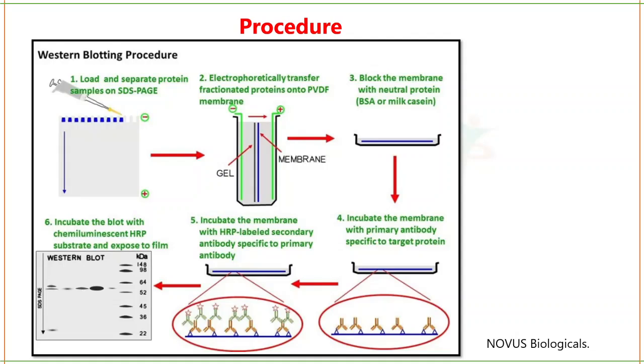Then you will block the membrane with neutral protein, which means wherever free space is present in the membrane will be blocked with proteins like BSA or milk casein. This is needed because PVDF is a membrane which can bind to the antigen or antibody. It has good affinity. So if you put primary antibody without blocking the membrane, the primary antibody can simply bind to the membrane and not just to the protein of interest. It will definitely bind to the protein of interest, but the antibody can also bind to the remaining area in the membrane, and that will give you a false result.